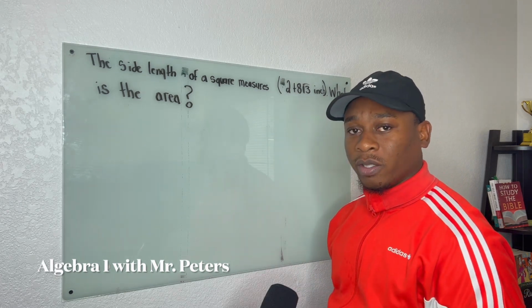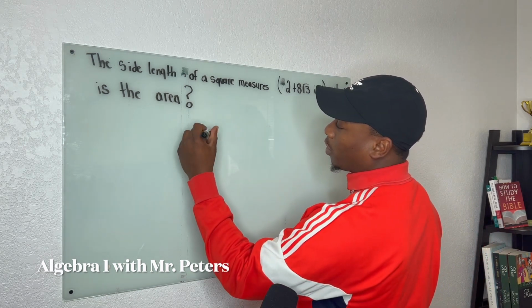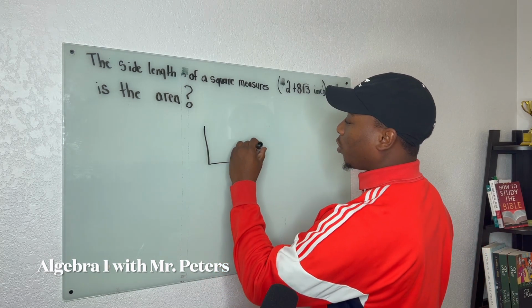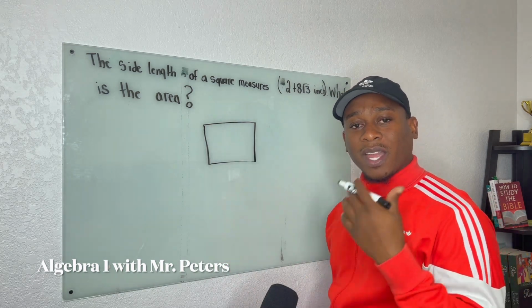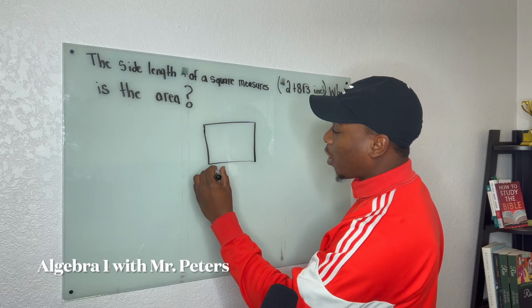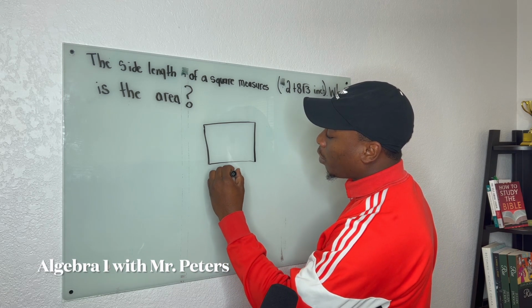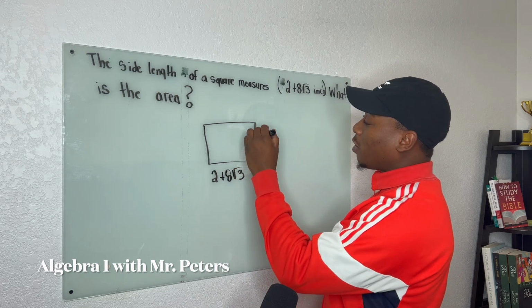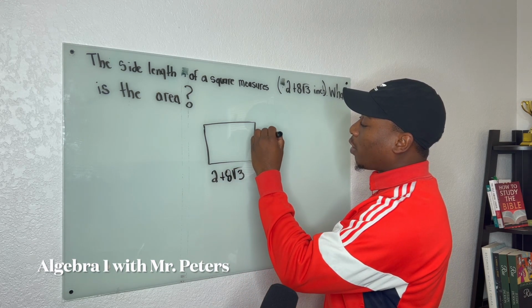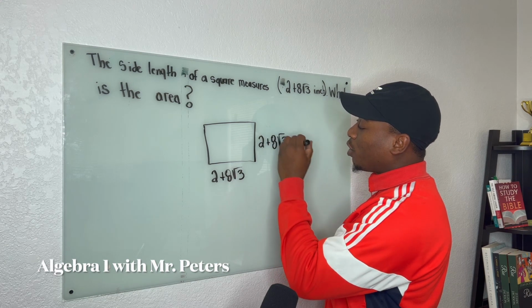What is the area? So what I would say is let's start off by drawing a diagram, right? So we're going to draw our square. And one of the basic things that we know about squares is that all four sides have the same length. So if they tell us that the length is 2 plus 8 radical 3, that means we could assume that the width is also 2 plus 8 radical 3.